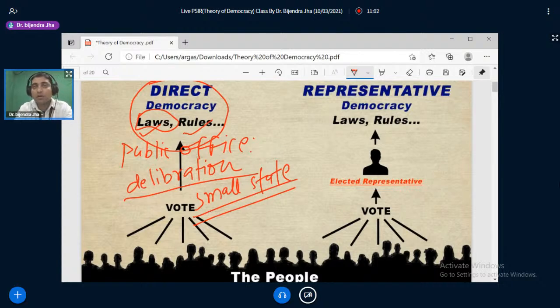Okay, you are supposed to take the responsibility of the legal office, you are supposed to take responsibility of the administrative offices; that can be done in a small state.